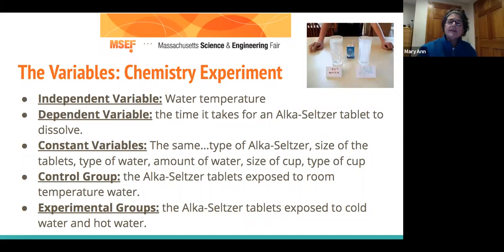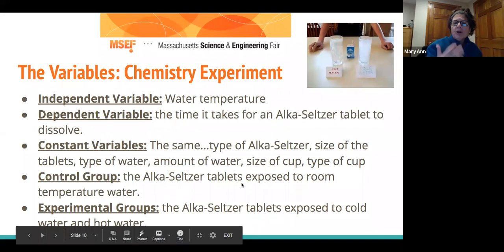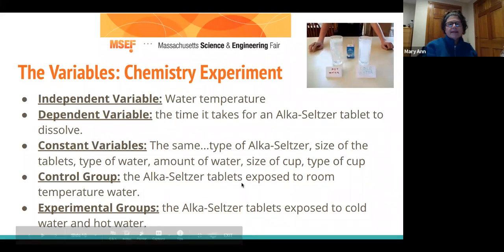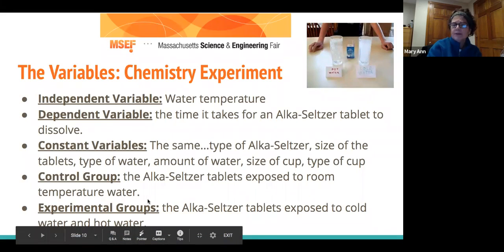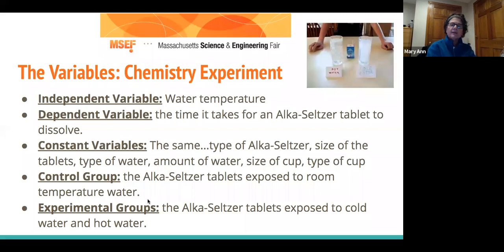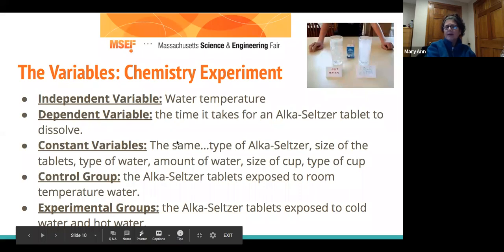Because it's going to be a group of tablets. So this is where textbooks get a little crazy. Controlled variables are what they mean by constant variables, all the things that you're keeping the same. But that's very different from a control group or your experimental groups. Students always think controlled variables are what their constants are. The control group is the group that you're going to use as your baseline to compare the experimental data to. It's kind of like how you have a control group for drug testing.